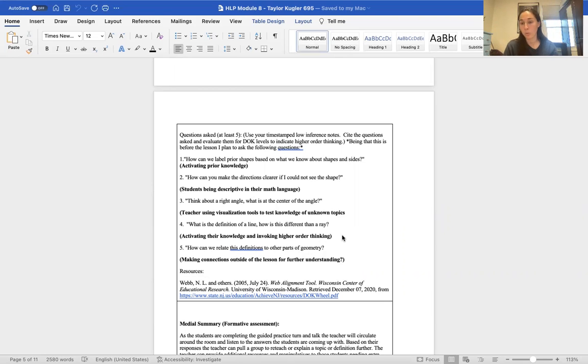How is it different than a ray? So remember, line goes on forever. Ray starts at one point and goes on. So I'll use my hand signals as well. And then how can we relate these definitions to other parts of geometry? So how are we connecting this to our next pieces to move forward?